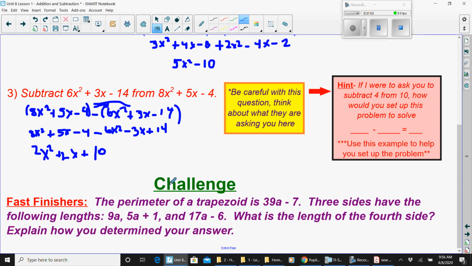All right, be careful. Remember, it's saying subtract 6x squared plus 3x minus 14 from this. So here's a hint. If I were to ask you to subtract 4 from 10, basically you would put the 10 first, subtracting 4 from 10. That's the way it would be set up. That example is here to help you do number 3. Right? Try to go ahead and see if you can do the challenge. Press pause now.